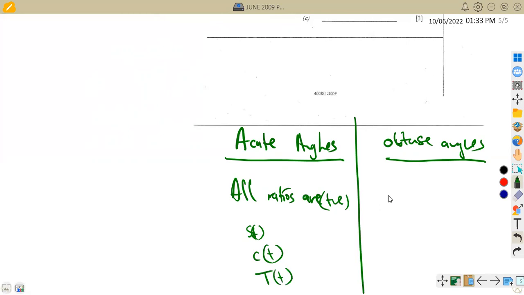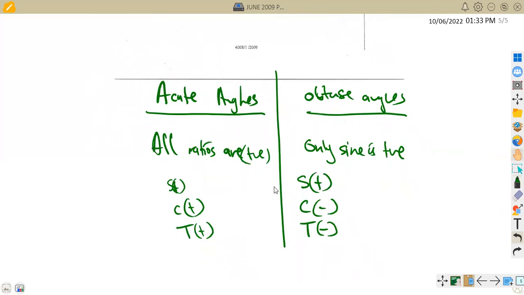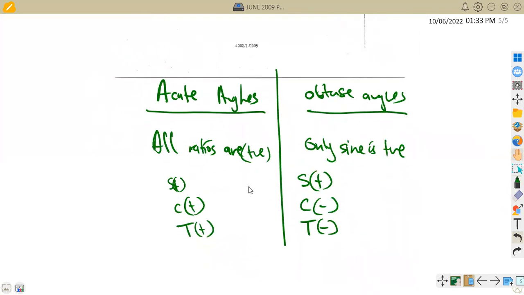For obtuse angles, it's only sine which is positive. Only sine is positive, meaning sine will be positive, cos is going to be negative, tan is also going to be negative. It's only sine which is positive. So that was the relationship that we're supposed to apply here. Knowing this relationship can take you far in understanding this concept.